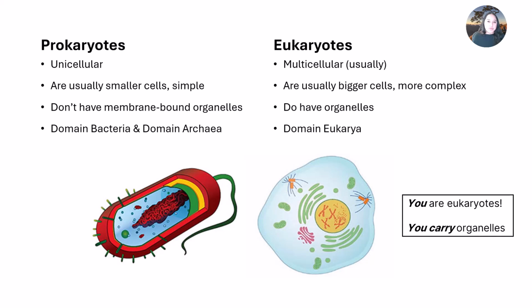When you're first learning about these two types of cells, it's easy to flip the words: which one is the small one, which one is the more complex one. So try to remember that you are eukaryotes. You carry organelles. From that you can know that prokaryotes are the other ones, the small ones that are less complex and don't have organelles. You are eukaryotes. Humans, we're multicellular. Our cells do have organelles, and so we are eukaryotes. You carry organelles.